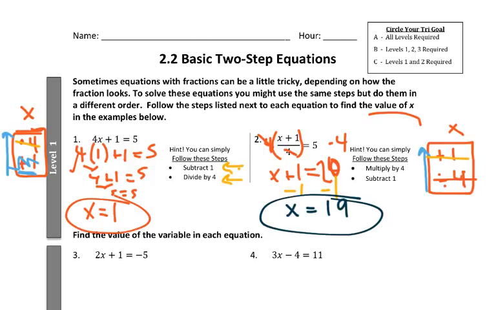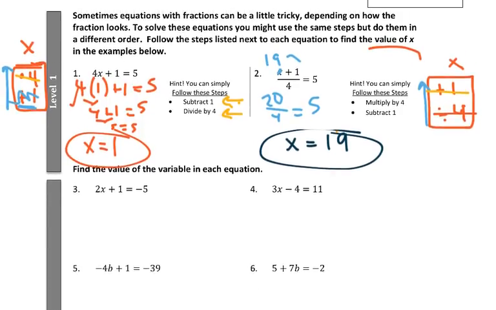So, in theory, that should be my x value that balances both sides of this equation. Let's just double check really fast. If I take out this x and put a 19, let's simplify that. Well, 19 plus 1 is 20, and 20 divided by 4 does equal 5. That's awesome. We just found our x value.